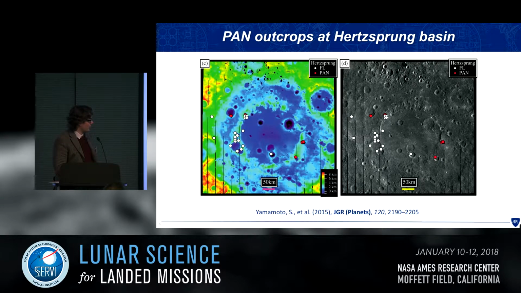So the pure or nearly pure anorthosite outcrops are plotted here as red points in the basin. These white points are what Yamamoto et al. call the featureless spectra, based on Clementine data and SELENE data. And they've hypothesized that these are essentially nearly pure anorthosite outcrops that have been weathered over time and so lost their spectral features.